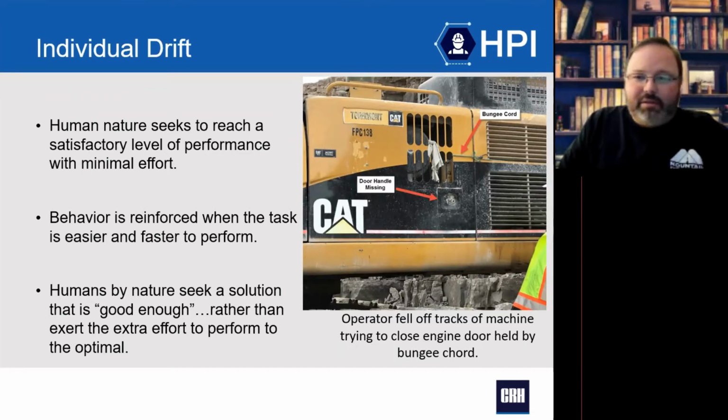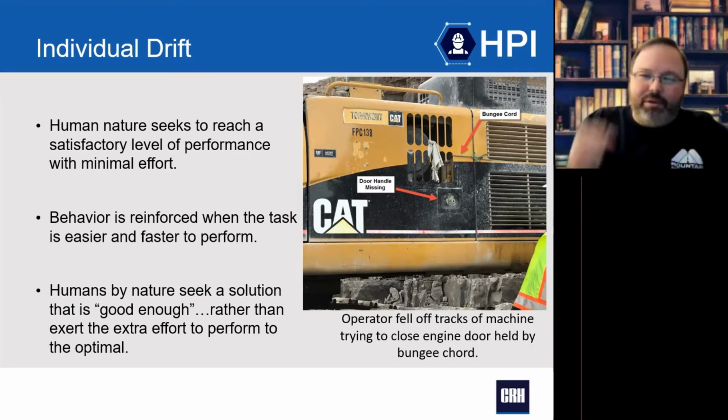Now, if you look to the right here, the operator fell off the tracks of the machine trying to close the engine door that was being held by a bungee cord. Now, in this case, do you think the operator was trying to get hurt? No, this is a workaround. You see, they got the rag tied there.